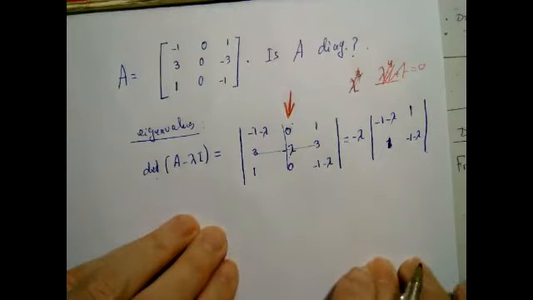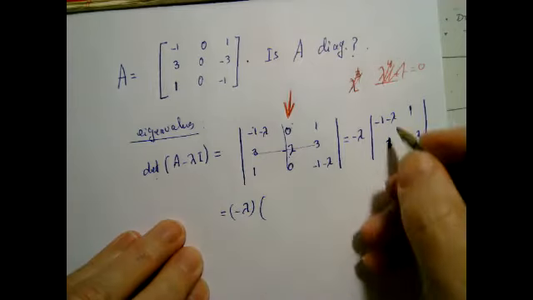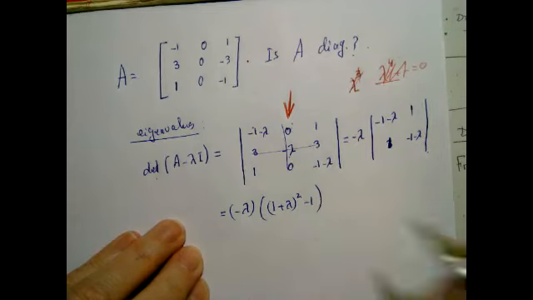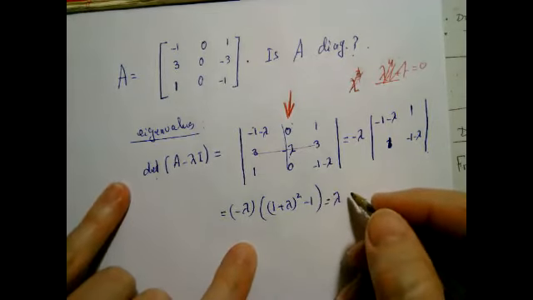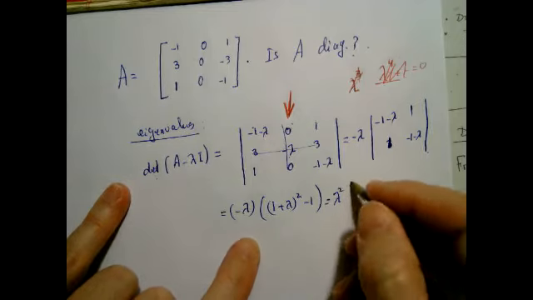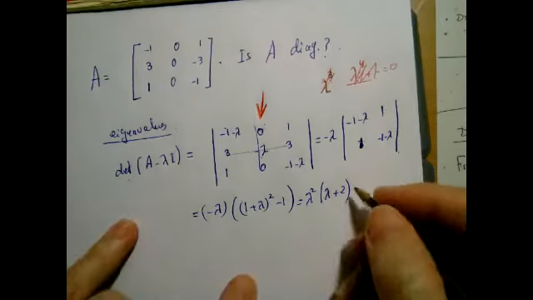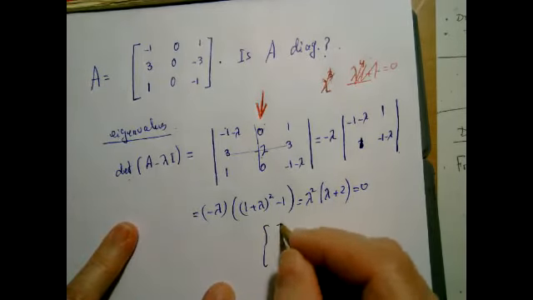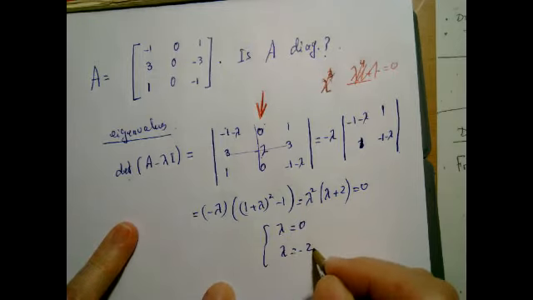And so you will get minus lambda times, this time that is basically 1 plus lambda squared minus 1. And you do all the math you need to do, and you get lambda squared times lambda plus 2. Okay, you guys do the math. And we're going to set this equal to 0. I'm going to have two eigenvalues, lambda equals 0 and lambda equals minus 2.